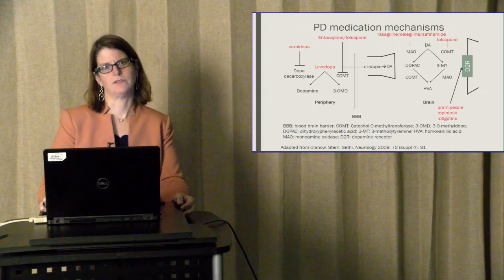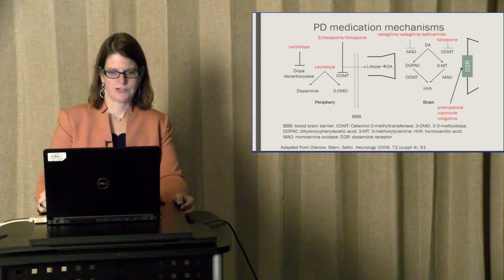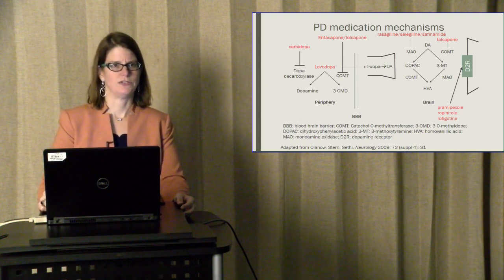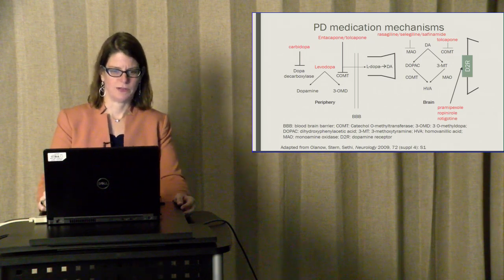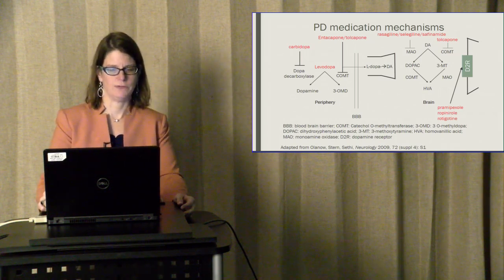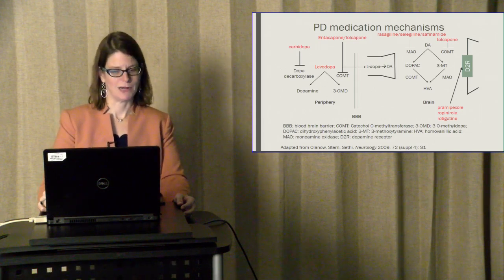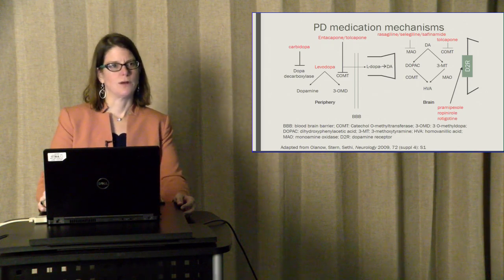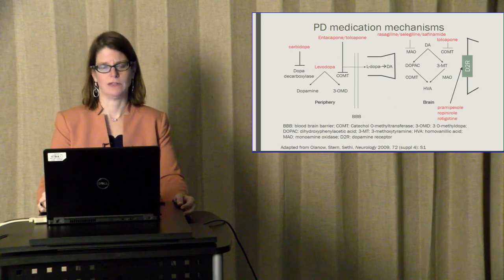So this is a diagram of how all of these medications work within the dopaminergic system. In the center, you can see the 2 vertical lines that say BBB, that's the blood-brain barrier. In the periphery, on the left part of the slide, you can see levodopa in red, and it normally is broken down by dopa decarboxylase. So the reason that we use carbidopa with levodopa is to prevent that breakdown in the periphery, and that leaves more available to cross the blood-brain barrier to get into the brain where it's needed.